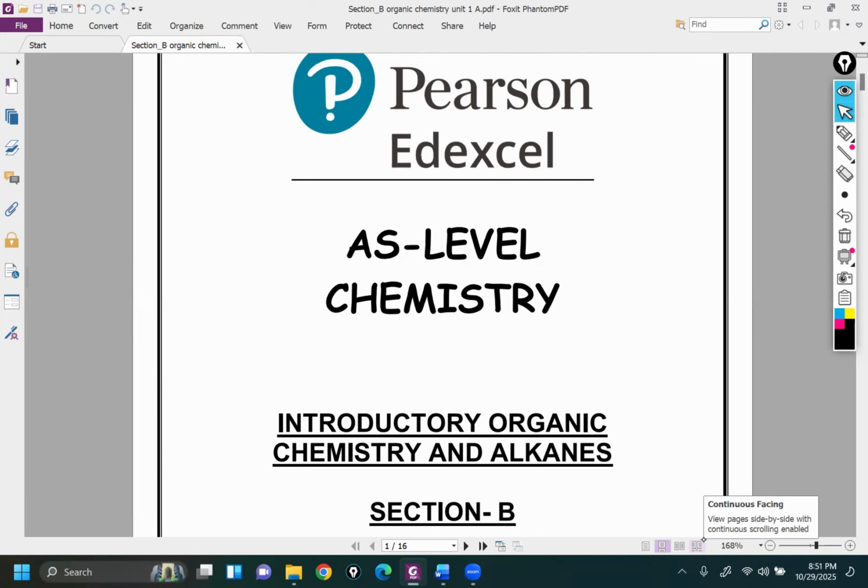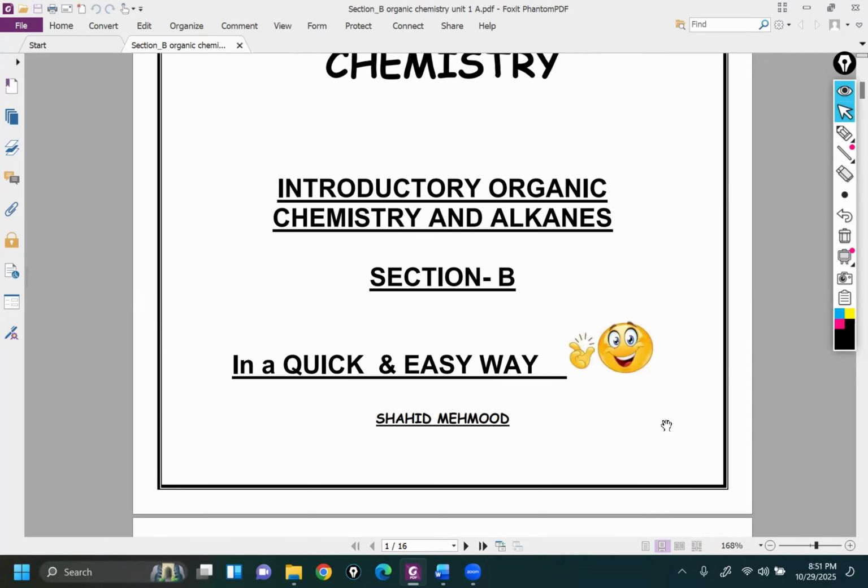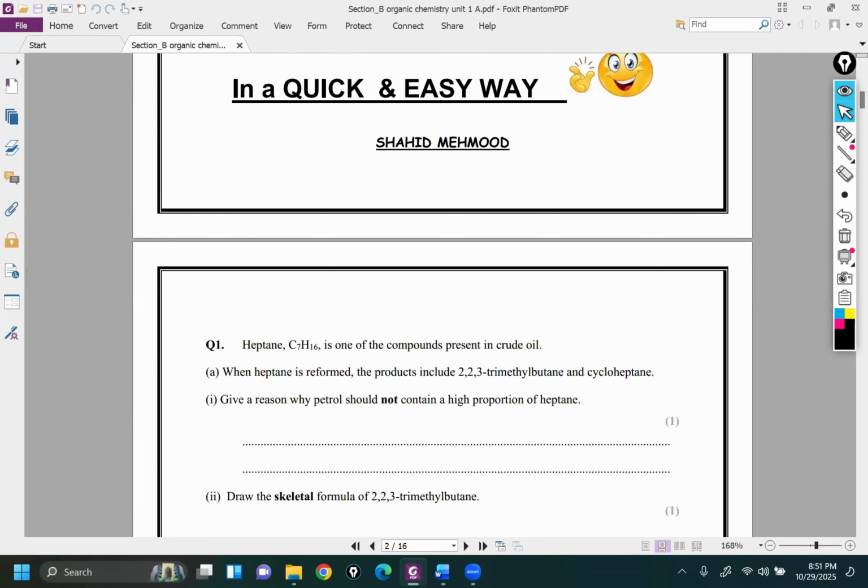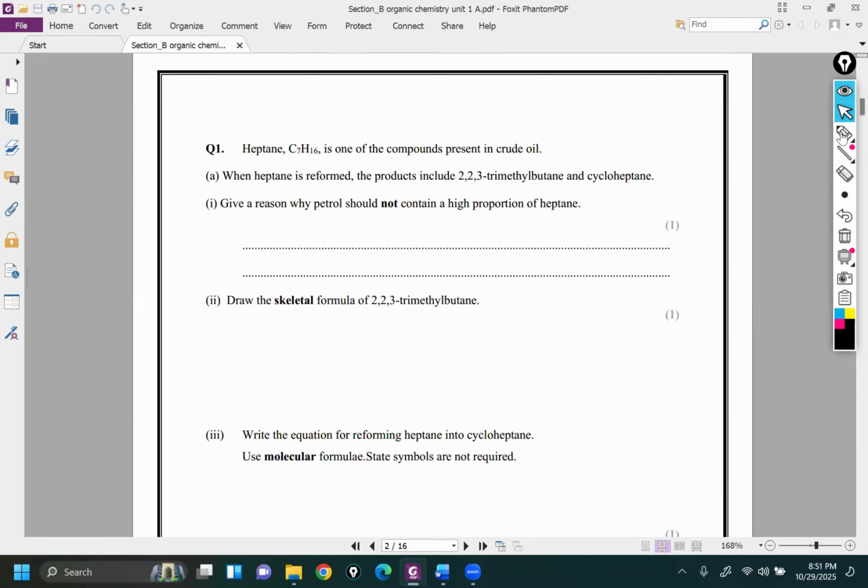Today I will explain the answers of the alkanes topic question of section B in a quick and easy way. So let's start with the question. Question number one. Heptane is one of the compounds present in crude oil. When heptane is reformed, the products include 2,2,3 trimethylbutane and cyclopentane. Give a reason why petrol should not contain a high proportion of heptane.